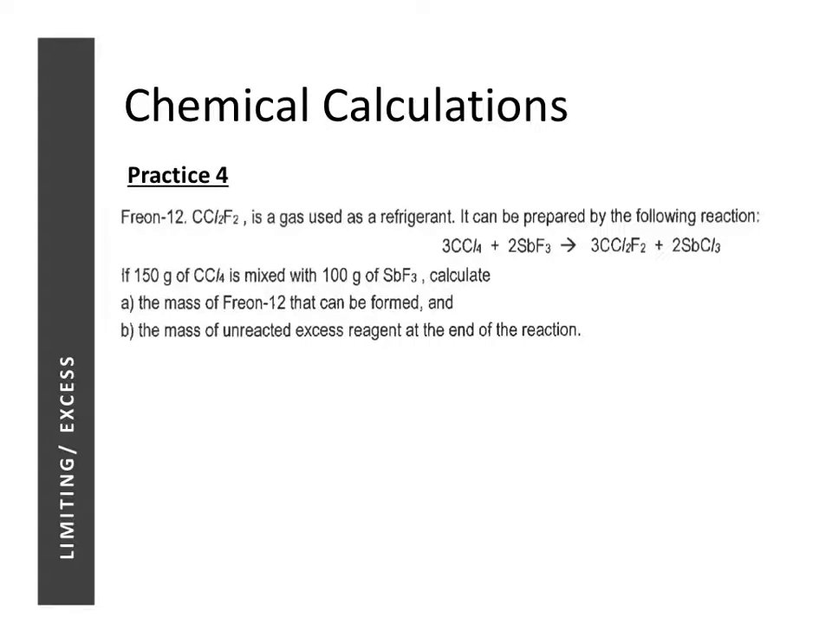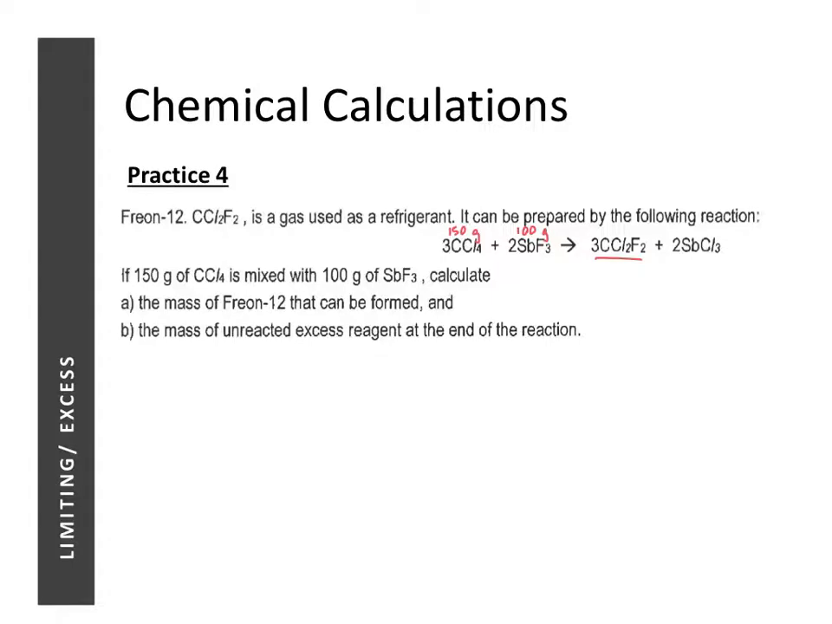The question tells you that I have 150 grams of CCl4 and 100 grams of antimony trifluoride. Before I go on, the amounts of both reactants are given to you, so that is a clear signal for you to find the limiting and excess reagent, even if the question doesn't tell you so. The question requires you to find the mass of the Freon 12 that is formed, but before that, we need to find which reagent is limiting and which reagent is in excess.